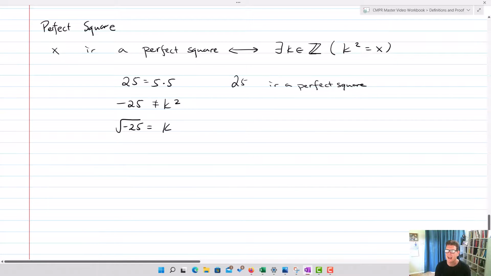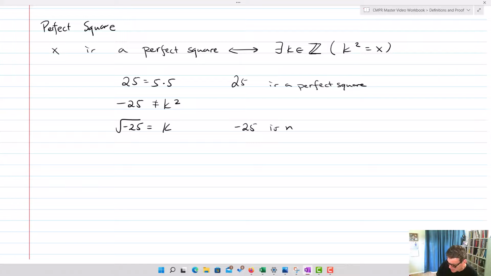It is in fact a complex number or an imaginary number, and so consequently, not a perfect square. So negative 25 is not a perfect square, and that's our definition of a perfect square.